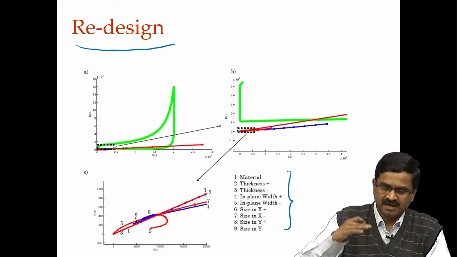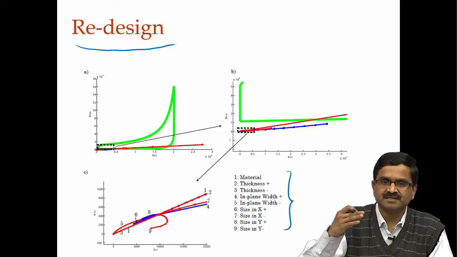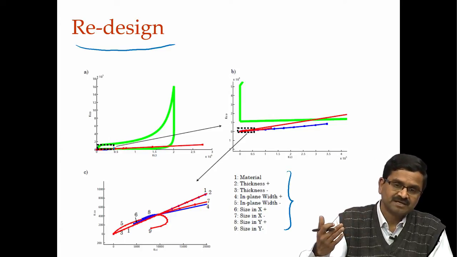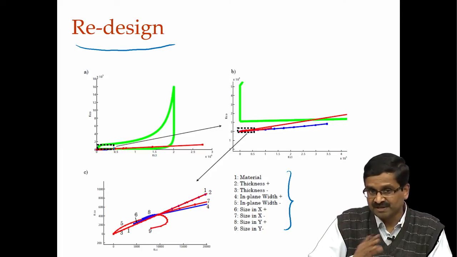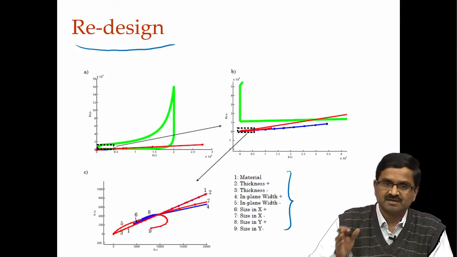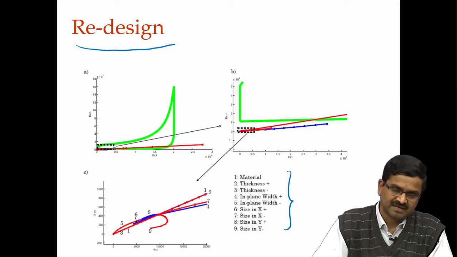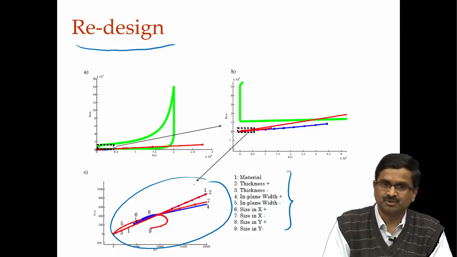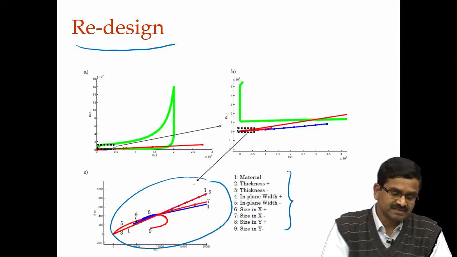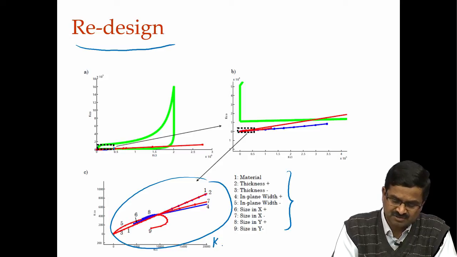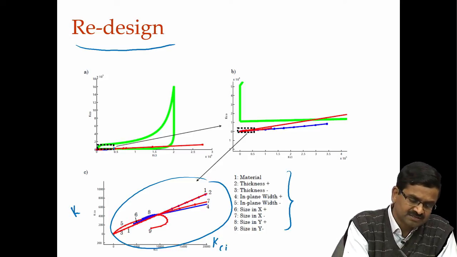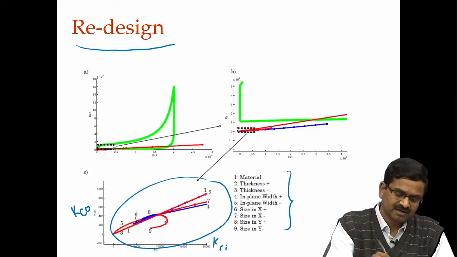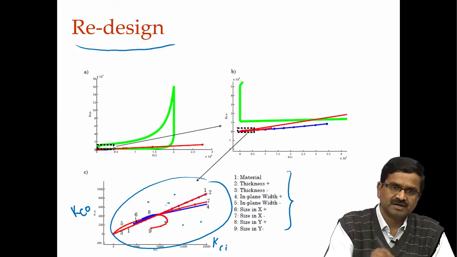Thickness minus means that you are decreasing the thickness, and then in-plane width increasing or decreasing, size in x increasing or decreasing, size in y increasing or decreasing, or simultaneously you can increase size in x and y, simultaneously decrease the size in x and y. All of those things will be shown like curves that are shown here, and they are all in the KCI KCO map. So, x axis you have KCI, y axis you have KCO, and of course, anytime you want you click and you will find out what is the range of n is.